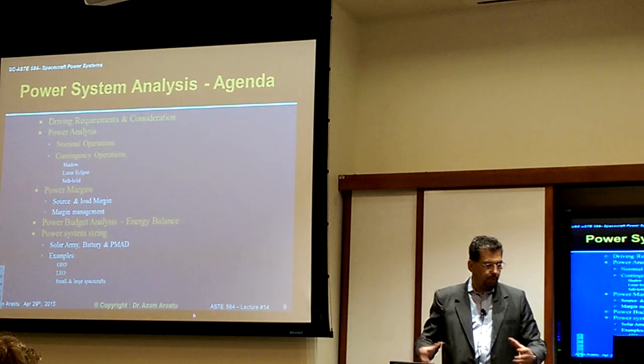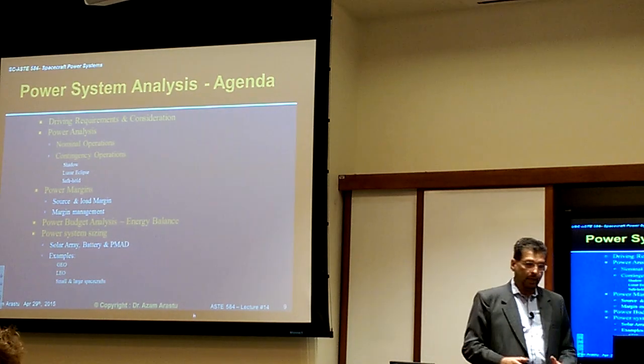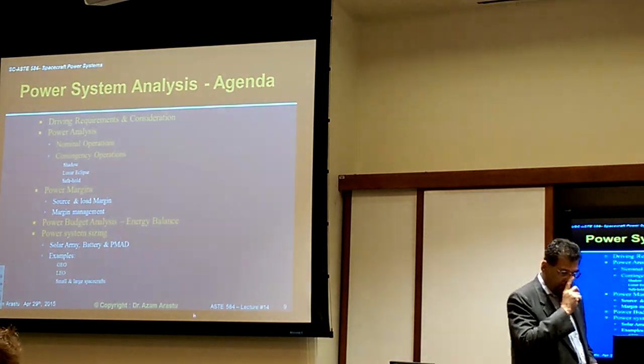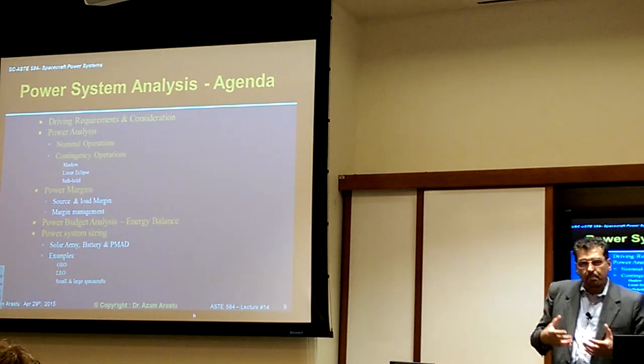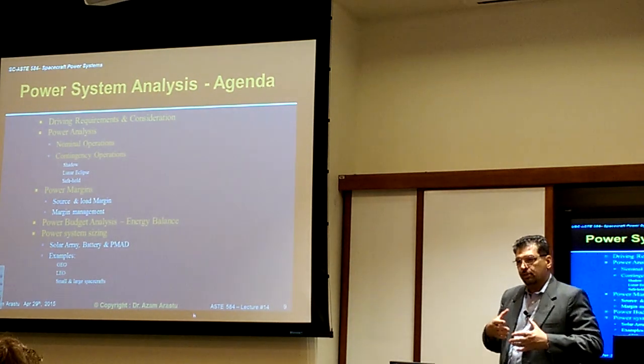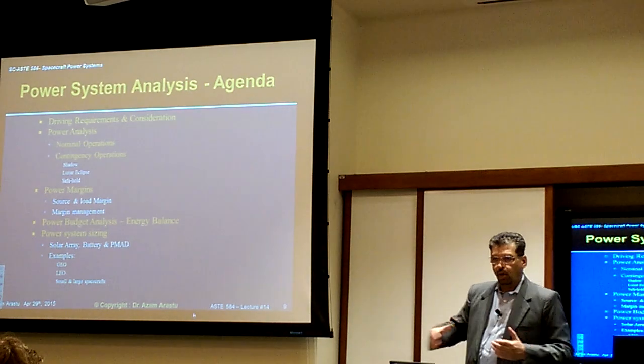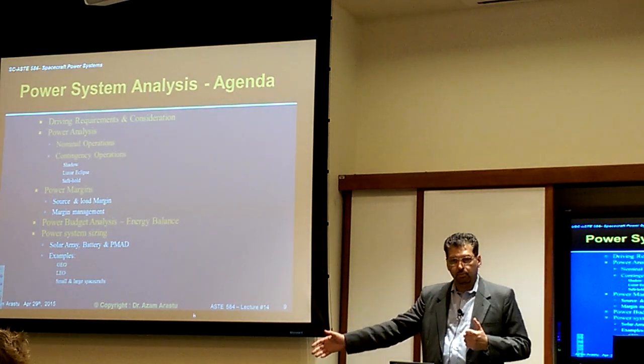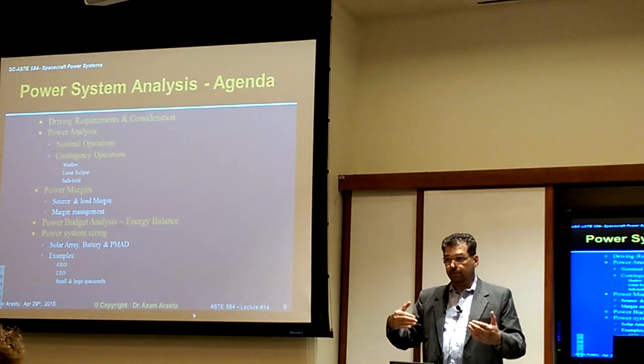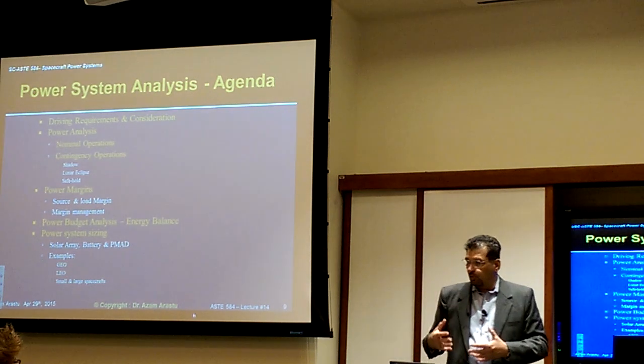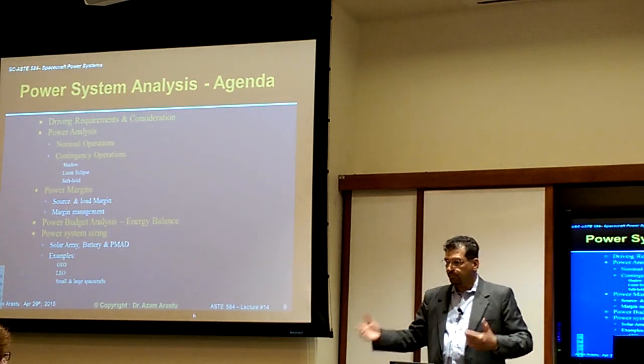You know, what's the load margins? You've got to define that right off the bat before you do the analysis. And then the whole margin management: how do I manage the margins as the design matures from a concept all the way to final on orbit? Because, you know, margin is extra. It's a design thing. You don't want to give it away because it's free money.